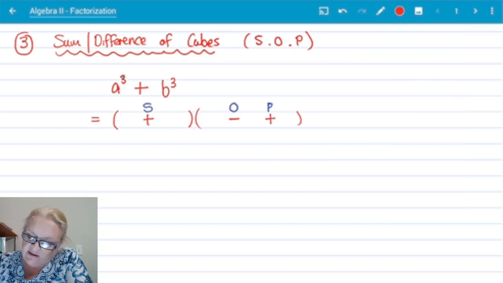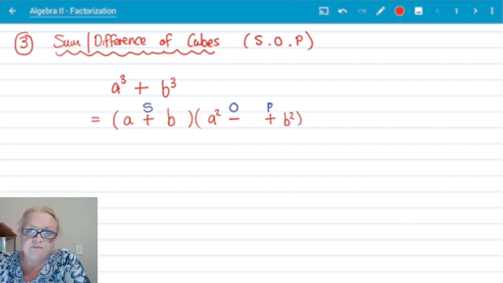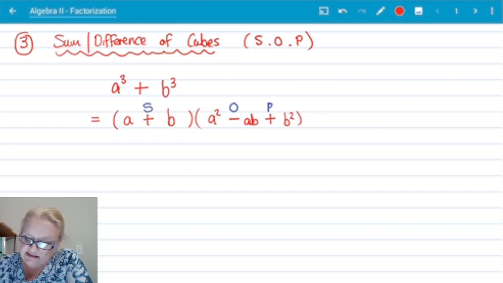We will now take the cube root of the a cubed, which is a, and immediately we're going to square it in the first position, a squared. Then we take the cube root of the last guy, and we're going to immediately square it in the last position. Then we take the product of these two guys, and we put that in the middle, ab. What did I do there? Let's do another example and see if you can follow on this one.